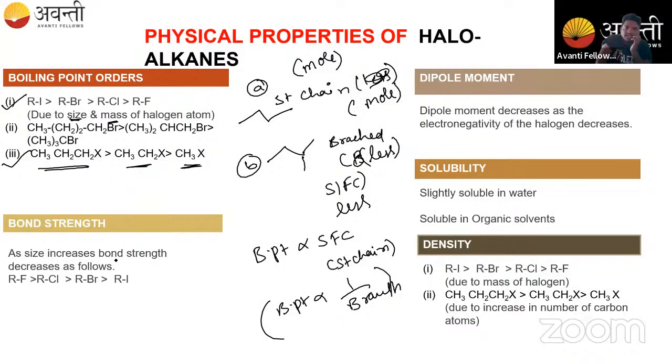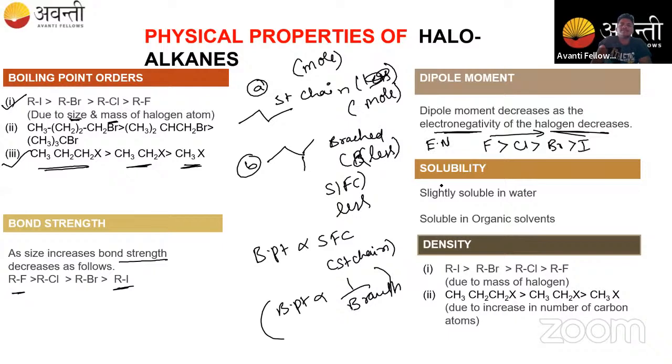And simultaneously, as the size increases, the bond strength decreases. Okay, bond strength is very simple. Next one, dipole moment decreases as the electronegativity of the halogen decreases. Most electronegative is fluorine, then chlorine, bromine, and iodine. So down the group, dipole moment decreases because dipole formation depends upon the electronegativity.